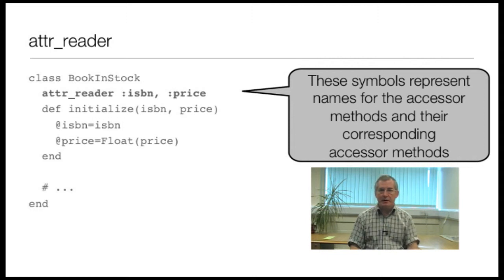So what we have now in this version of book in stock is we have the 2 accessor methods implicitly available, called in exactly the same way.